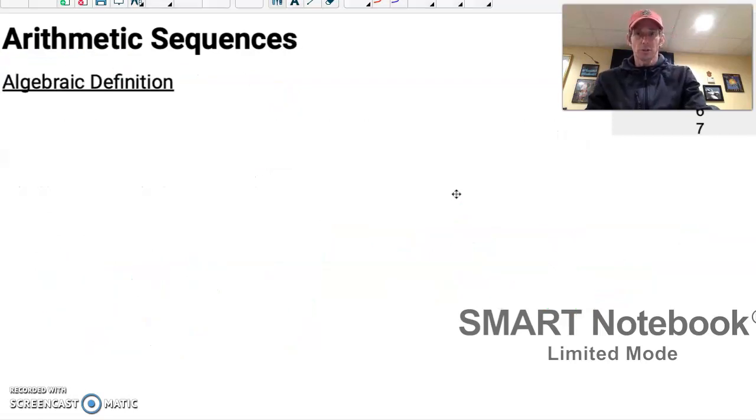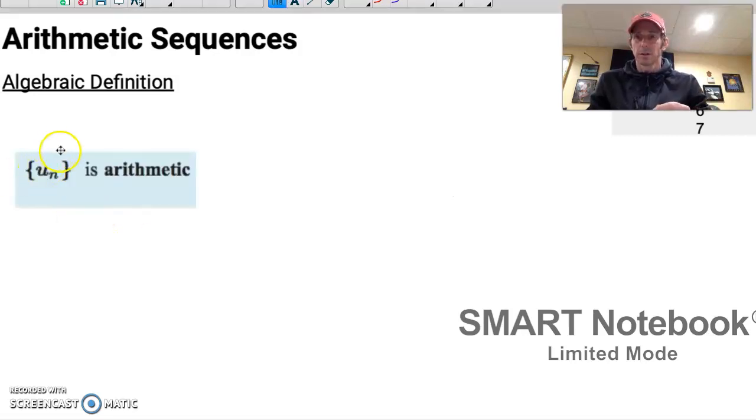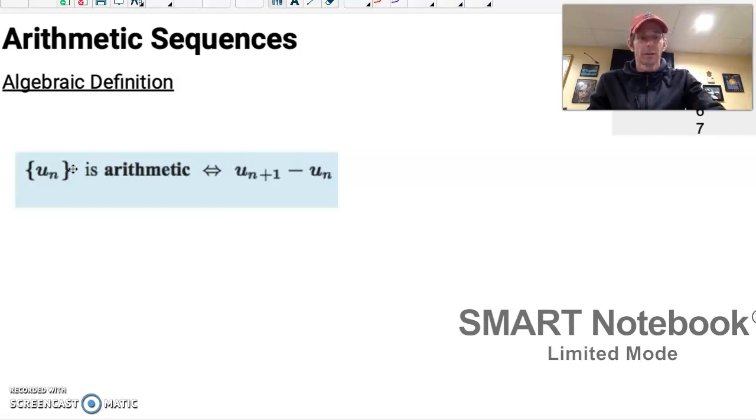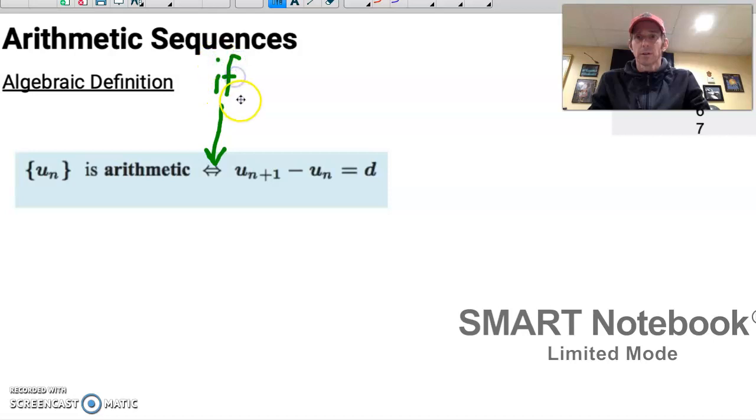So the algebraic definition for this, again, this is notation for a sequence. This little notation is including all the values in that particular sequence. Is arithmetic, if and only if. And here is the big reveal, and this is what has to be true. And again, if we haven't seen this yet, this little two-sided arrow stands for if and only if, and I always abbreviate that with IFF, if and only if.